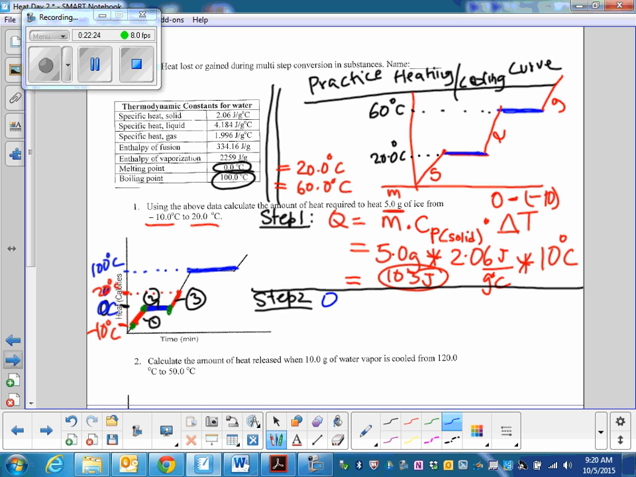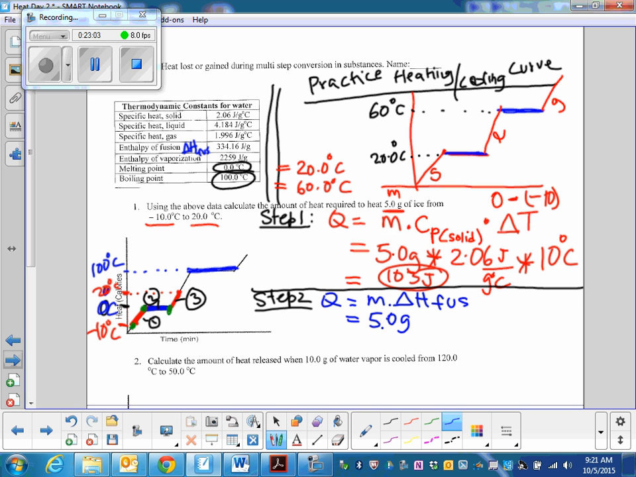Q equals M times heat of fusion. Is that right? The mass of my substance is 5 grams. Now, I need to find heat of fusion from the table. Which number is my heat of fusion? Is this delta H fusion? Everybody can see that? Does everybody know to pick that number? If you pick a wrong number, will you get the answer right?